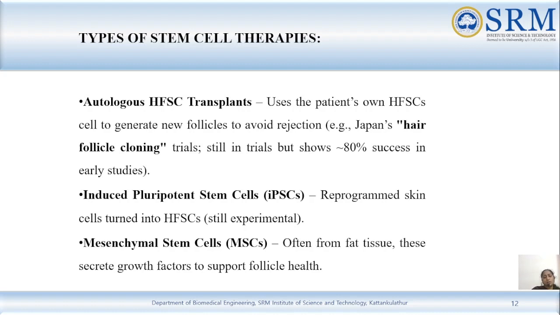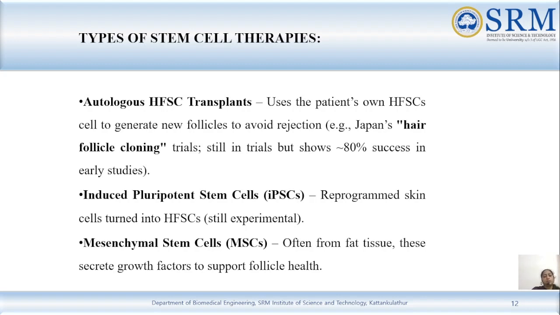You have autologous hair follicle stem cell transplants. This uses the patient's own hair follicle stem cells to regenerate new follicles, and because you're using your own cells, there is a possibility to avoid immune rejection. There is currently Japan's hair follicle cloning, which shows around 80% success in early studies.